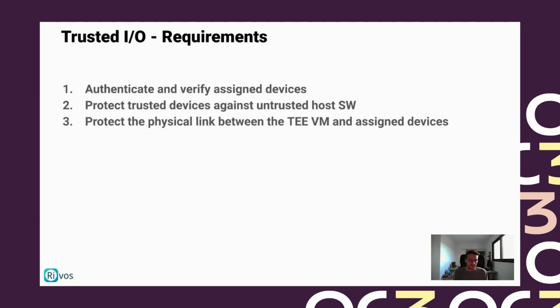Once we have verified that the devices are trustworthy, we want to protect those trusted devices against the untrusted host software. If we assign those devices into TVMs, into confidential VMs, we want to make sure that the untrusted host software stack cannot use those devices as proxies into accessing the confidential memory. And finally, the requirement for doing trusted I/O is to protect the physical link between the confidential VM and the assigned devices.